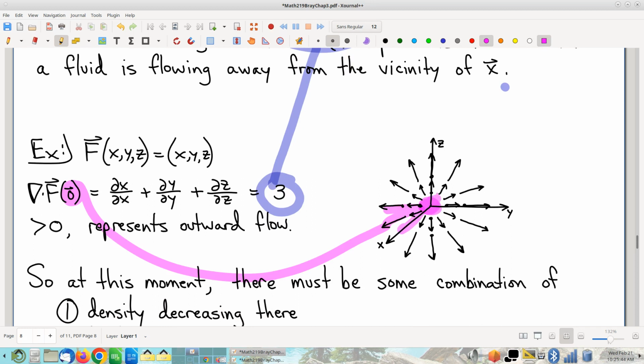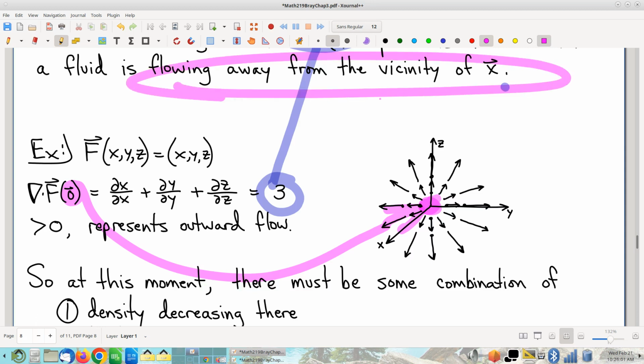Now, as it happens, it doesn't. The fact that we were computing it at the origin didn't really come up in the arithmetic because, well, it's a constant. So what we're about to say applies everywhere, but it's harder to see everywhere. But let's just focus on the origin. At the origin, indeed, the fluid is flowing away from the general vicinity of that point.